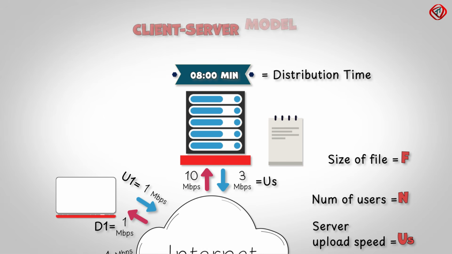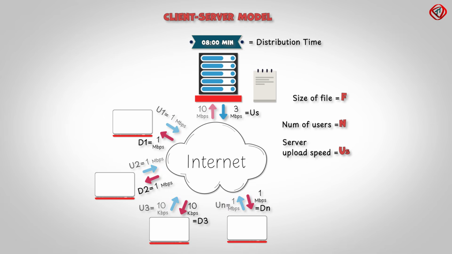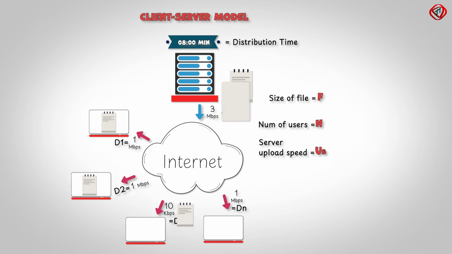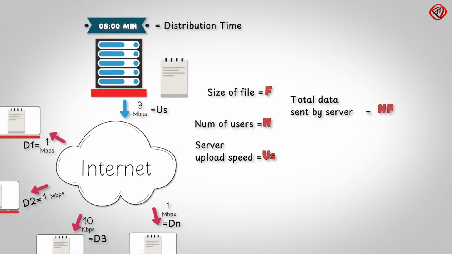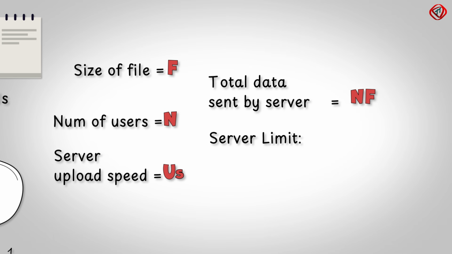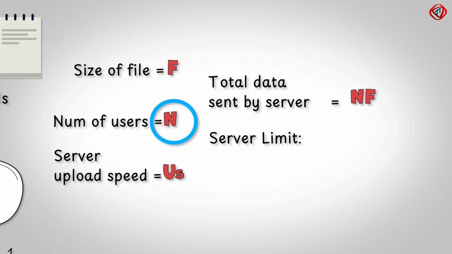Let's first look at the client-server model. In this model, peers do nothing except download. So, the server has to send the file separately to every user. That means the total data sent by the server is N multiplied by F. Now, there are two limits here. The first limit is the server limit. The server has to upload N copies of the file. So, the minimum time needed is NF divided by U_S.